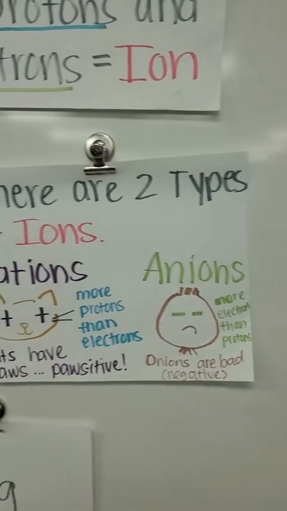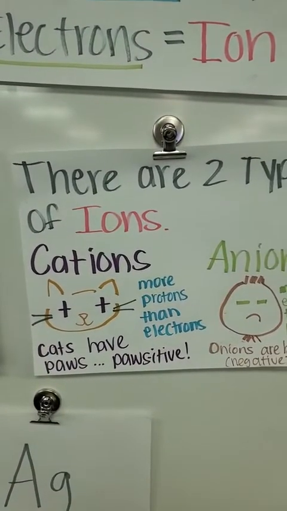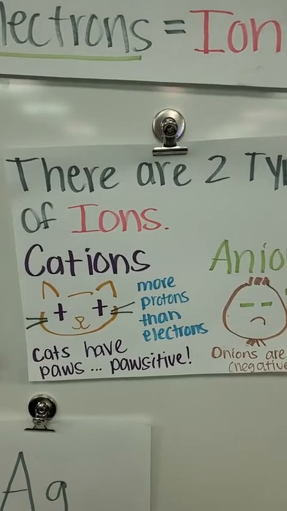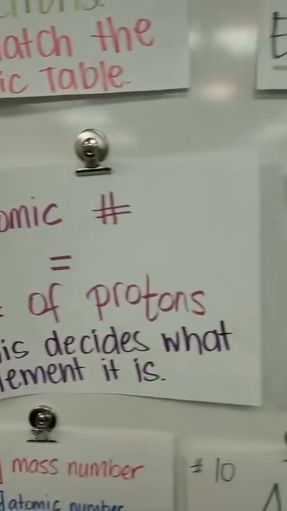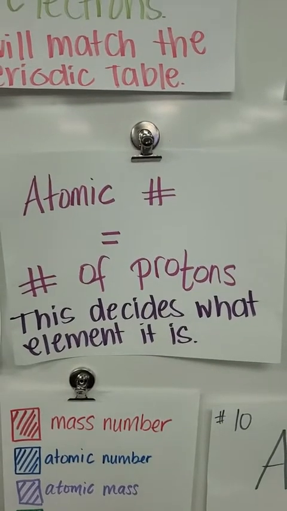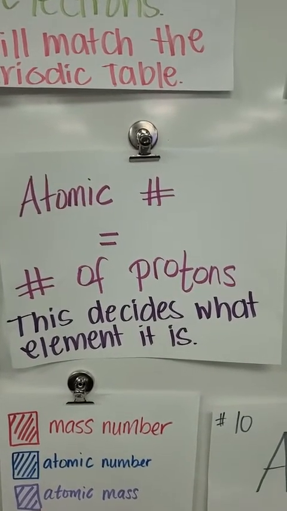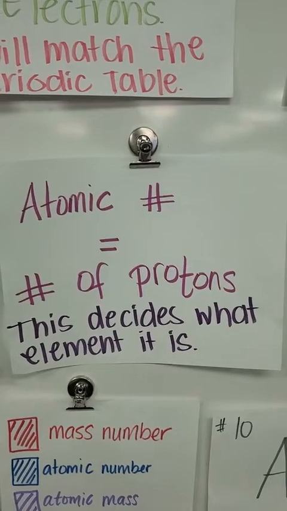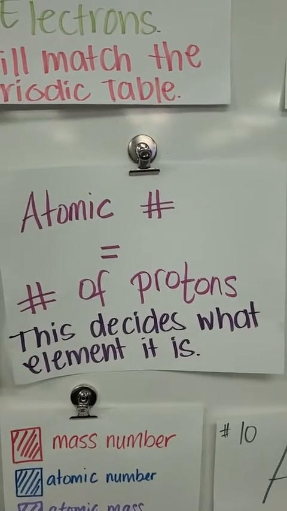But we have to remember, when we're dealing with our cations, and we have more protons than electrons, we need to make sure we're keeping an eye on that atomic number, because the atomic number decides what element it is. It's our number of protons. So we get that straight off the periodic table.